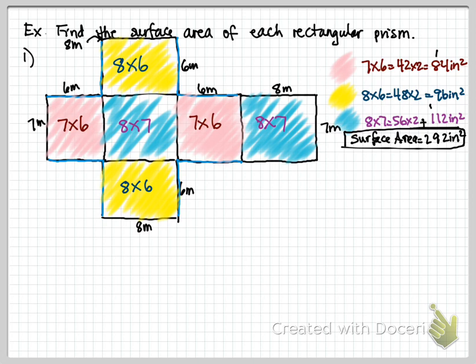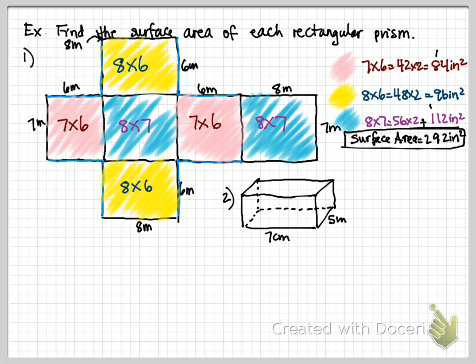Okay, well, I'm going to show you the second way over here in the right hand corner. We're going to do number 2. Now this is not going to be true to measurement. I'm just going to draw it out. We're just going to have to trust that I can actually do this. Okay, so this is a 7 centimeter by 5 centimeter by 3 centimeter shape.